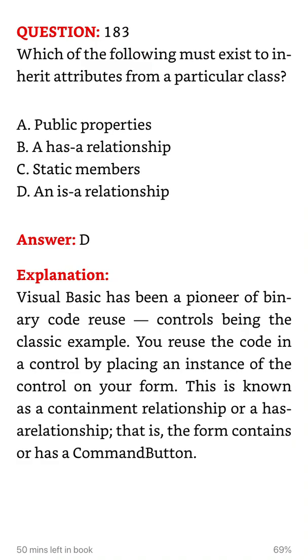Explanation. Visual Basic has been a pioneer of binary code reuse, controls being the classic example. You reuse the code in a control by placing an instance of the control on your form. This is known as a containment relationship, or a has a relationship. That is, the form contains or has a command button.